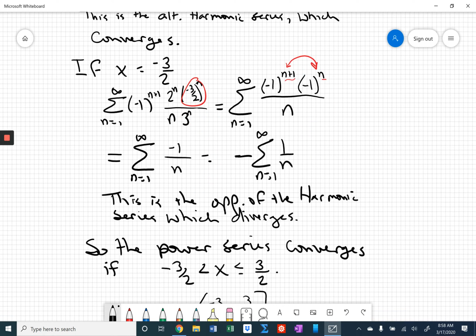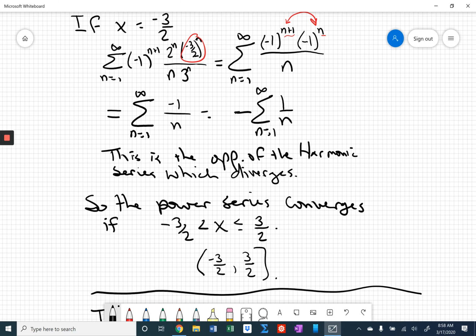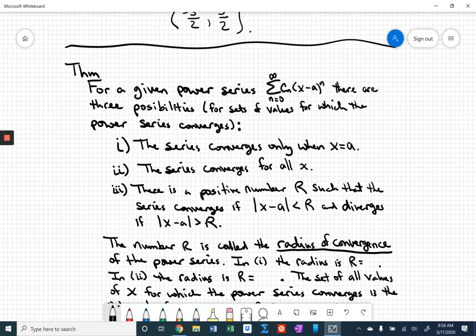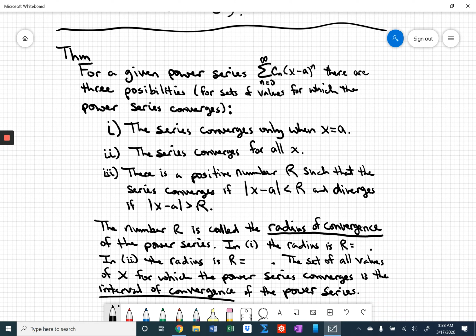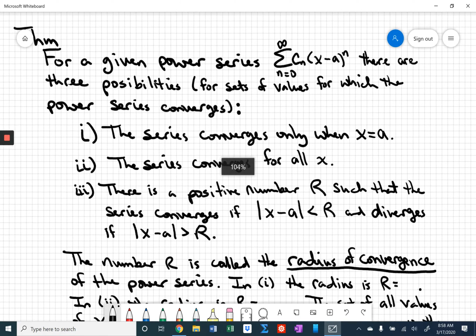Well, we ended up with an interval, half open, half closed, as our values of x for which the series converges. And it turns out for every power series, there's always going to be a predictable way that it's going to converge, okay? And so we have a theorem that's going to describe that for us. And this is the theorem right here. Feel free to pause the video and write it down if the way I'm talking over it is too much.